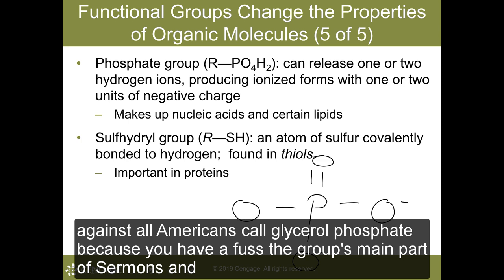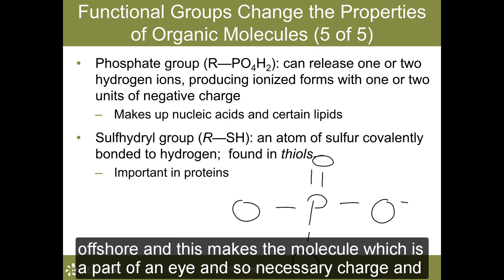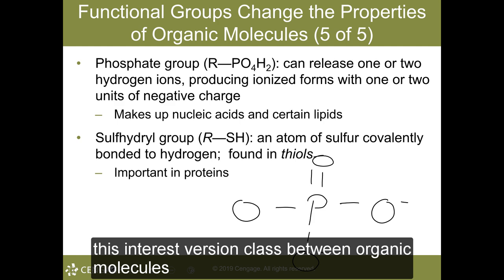And functionally, this makes the molecule part of an anion. So yes, it's a negative charge. And this can transfer energy between organic molecules.